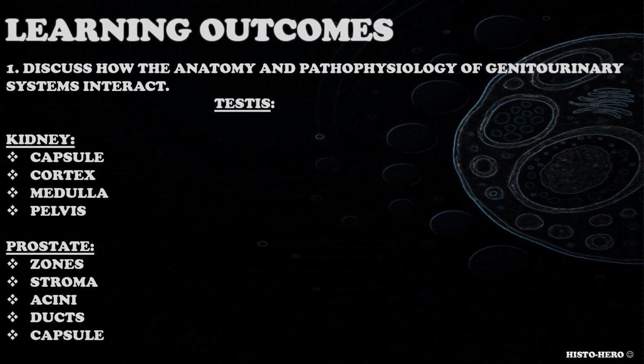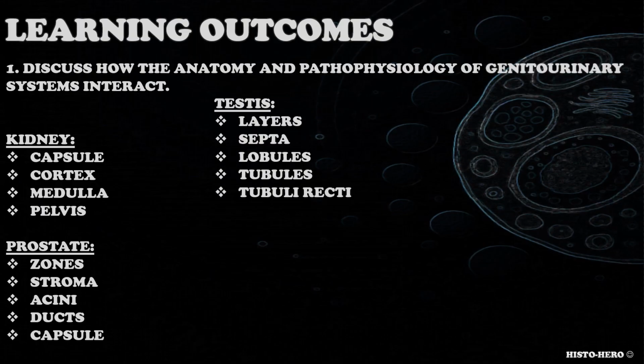Testis and protective outer layers consisting of tunica vaginalis, the outermost serous sac, tunica albuginea, thick fibrous capsule, and tunica vasculosa, highly vascularized inner layer; fibrous septa that divide testis into approximately 250 lobules that produce sperm; seminiferous tubules, highly coiled where sperm production takes place; tubuli recti, terminal segments of seminiferous tubules; rete testis, microscopic channels that collect sperm from tubuli recti.